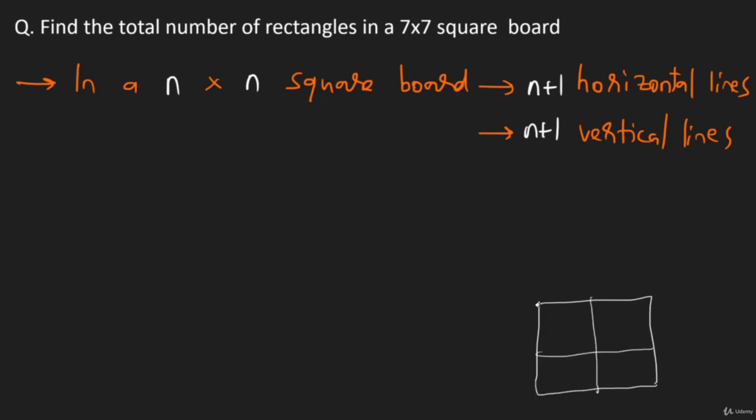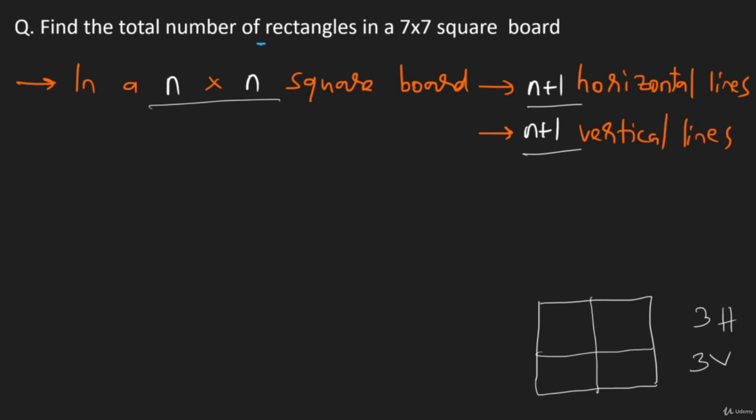Now I have 1, 2, 3. That's 3 horizontal lines, and 1, 2, 3. That's 3 vertical lines. So if it's an n by n square board, there will be n plus 1 horizontal lines and n plus 1 vertical lines. And we have seen it over here. It's valid in the case of a 2 by 2 square board. You can also take a 3 by 3 square board and try it out on your own.